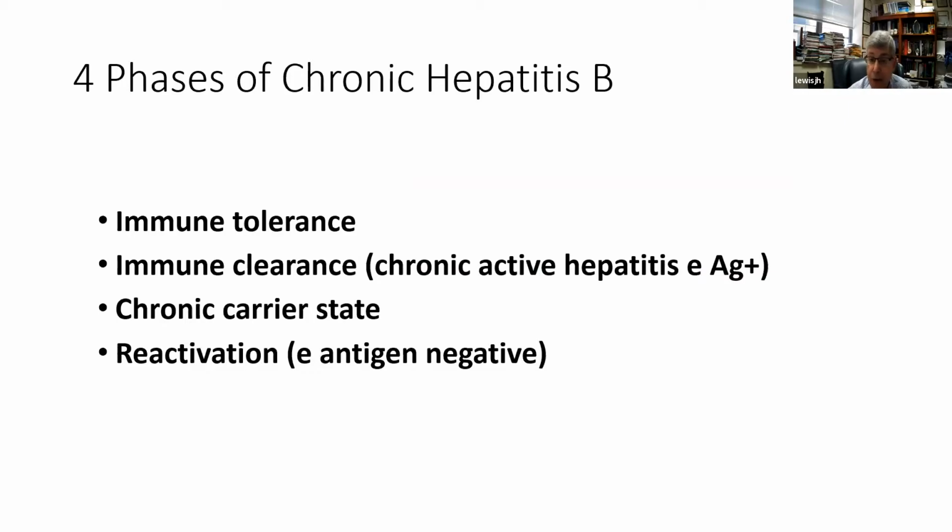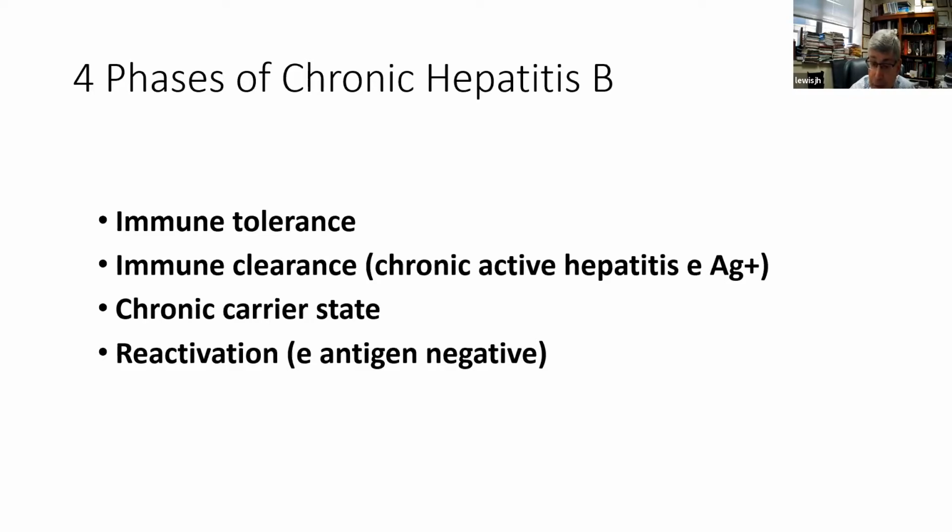There are 4 phases of chronic hepatitis B, and I'm going to spend a minute on these because they're important to distinguish between. What we call immune tolerance, and immune clearance, which is really the chronic active state of hepatitis B, where your immune system has kicked in and is trying to get rid of the virus, and your enzymes go up. You may have symptoms. The chronic carrier state, which is just surface antigen positive, we don't need to treat that group, but we need to monitor them. And then obviously there's a reactivation phase.